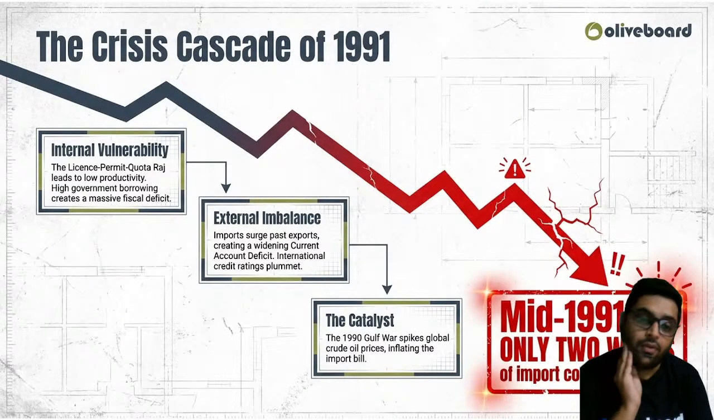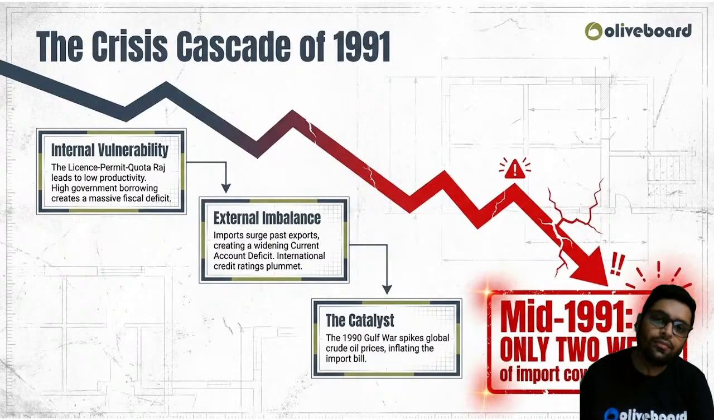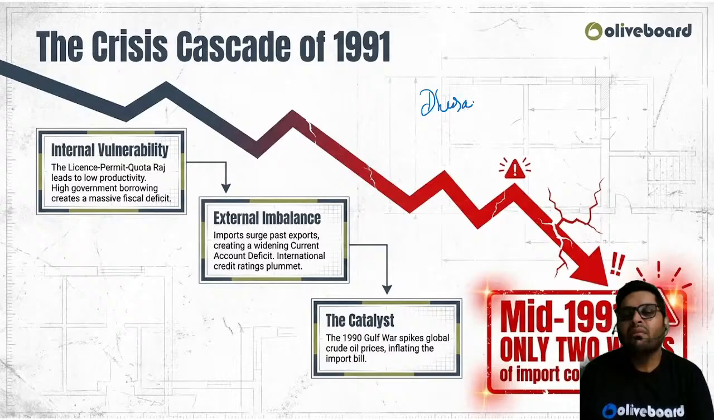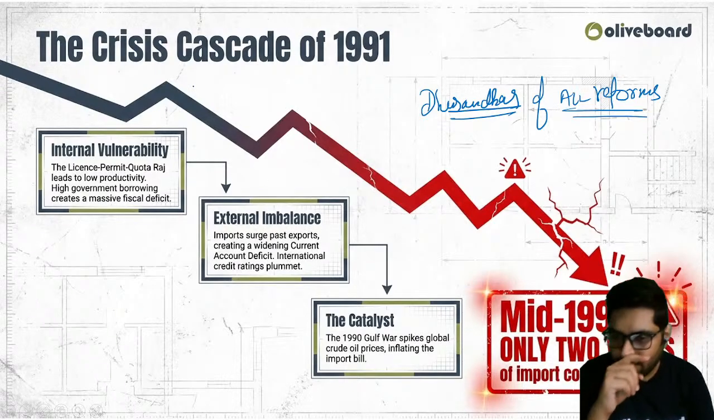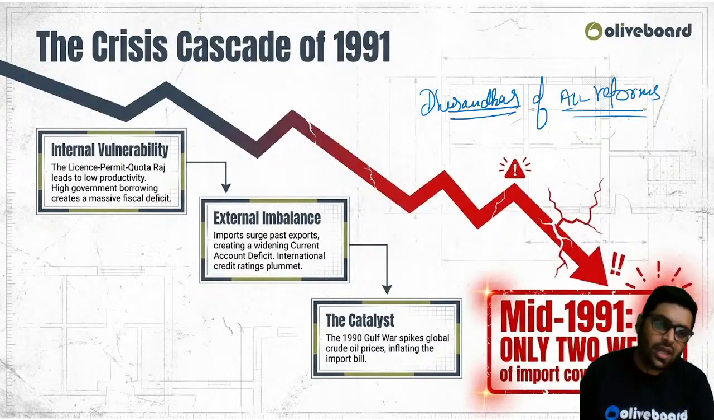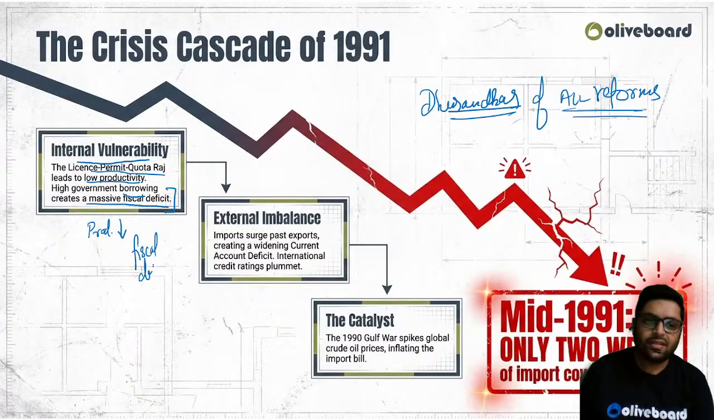Now comes the major reform part. Okay, now comes the Dhurandhar of all reforms. Correct? In 1991, something happened because of which major reforms came. There was internal vulnerability. What happened? The license permit quota Raj led to low productivity. First thing, the productivity lowered. High government borrowing created a massive fiscal deficit. So there was a massive fiscal deficit. Productivity came down, fiscal deficit went up.